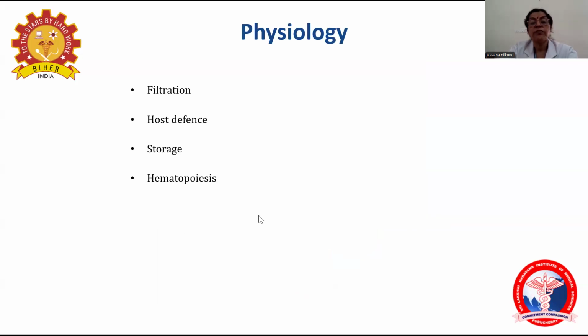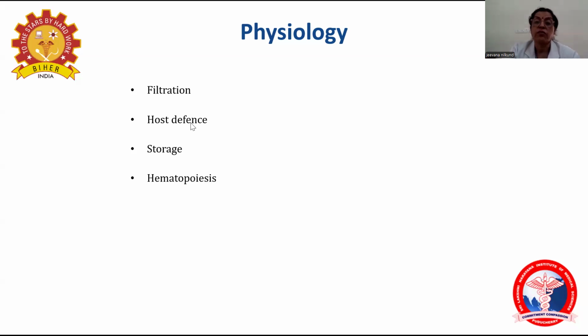Now, what is the function of the spleen? So, as you all know, physiologically, it is involved in the filtration process where it removes all the RBCs which are not normal. It removes all the WBCs, etc., that are not normal. It is involved in the host defense.